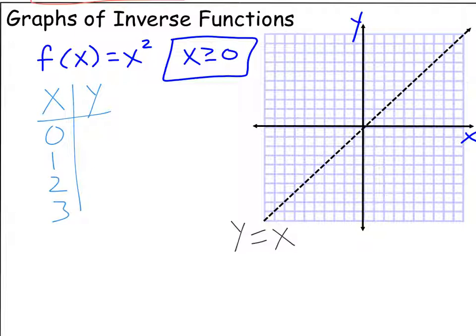Now, I'm going to make a pretty small table because I don't need it to be huge, largely because it's the parent function for quadratics. I know what that looks like. It's a parabola whose vertex is right at 0, 0. It's one where I just don't need a lot of solution points. We hit 0, 0, 1, 1.